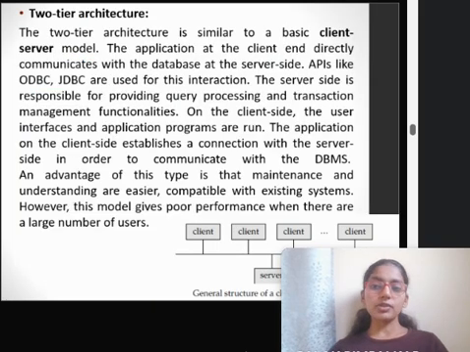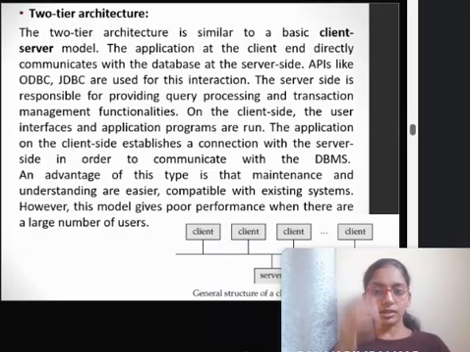Let us study two-tier architecture. The two-tier architecture is similar to a basic client-server model. The application at the client end directly communicates with the database at the server side. APIs like ODBC and JDBC are used for this interaction. The server side is responsible for providing query processing and transaction management functionalities.